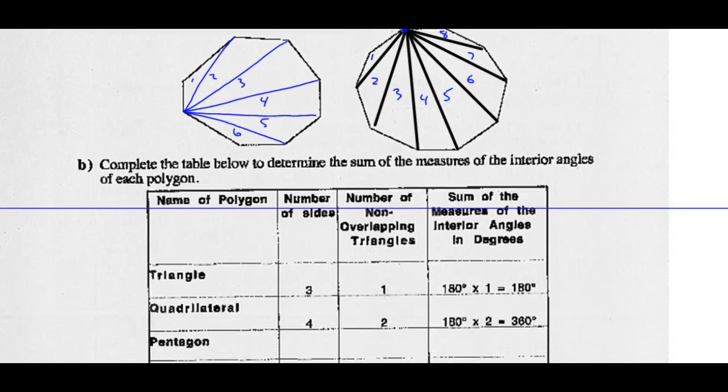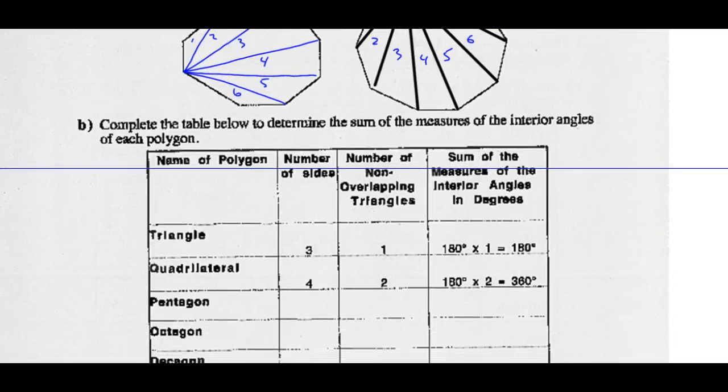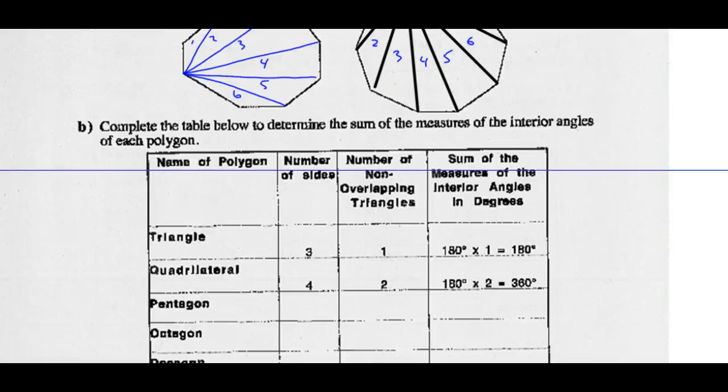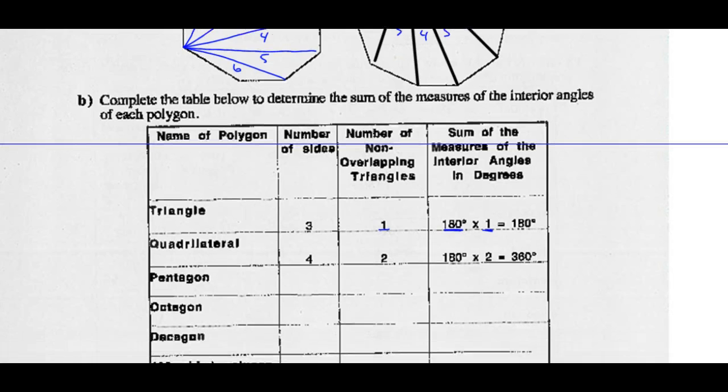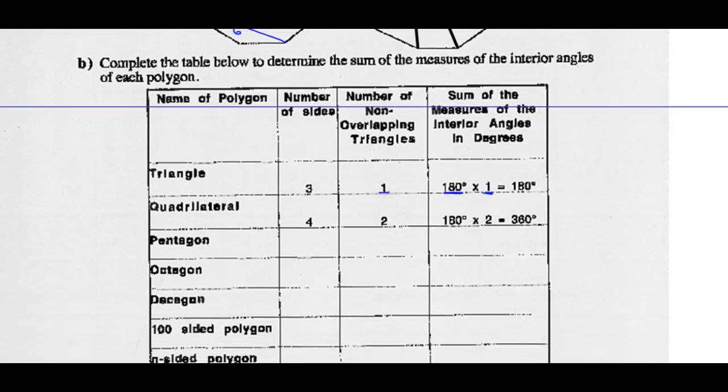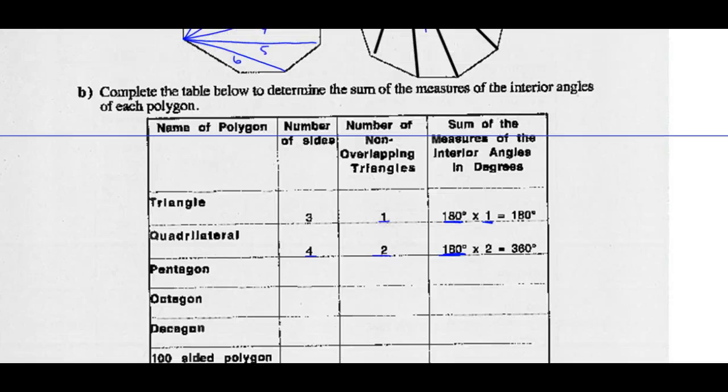Complete the table below to determine the sum of the measures of the interior angles of each irregular polygon that we did above. So the triangle up above, there are three sides, has one non-overlapping triangle. We know that the sum of the interior angles of a triangle is 180, and there is one triangle. So 180 times 1, all three-sided figures have a sum of 180 degrees. A quadrilateral, a four-sided figure, has two non-overlapping triangles. Each triangle has a sum of 180 degrees of its interior angles. So 180 times 2 is 360.